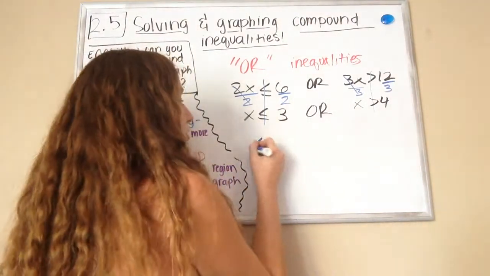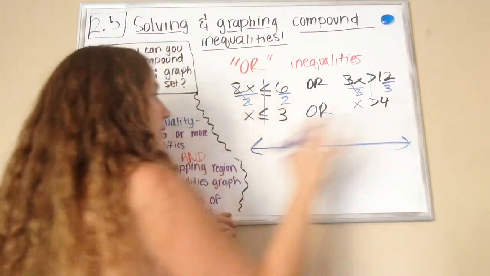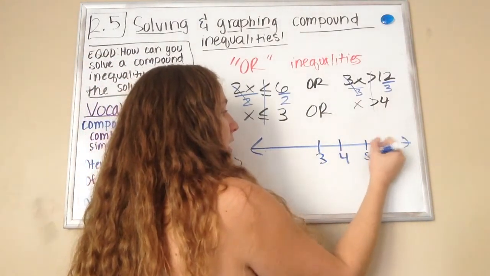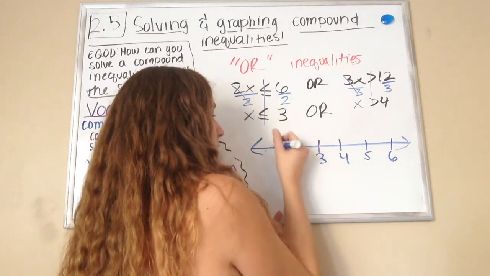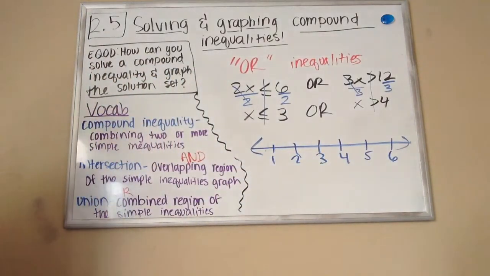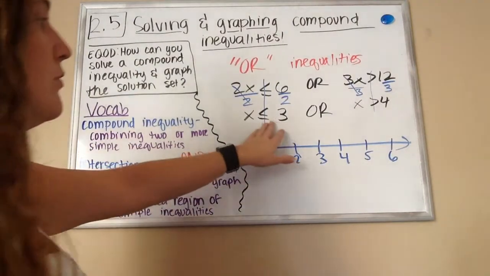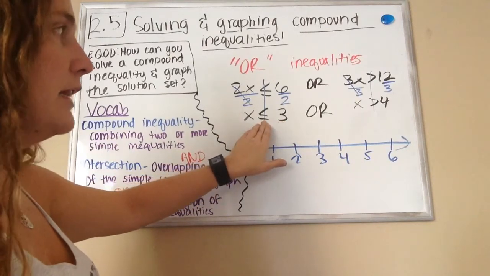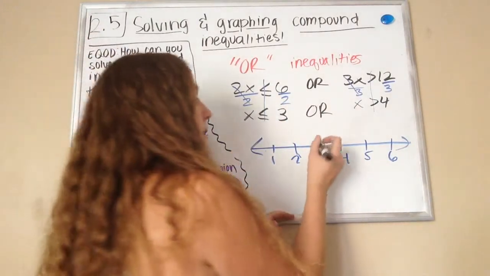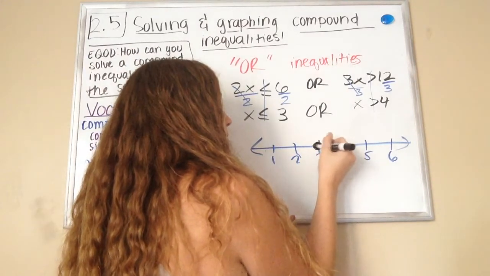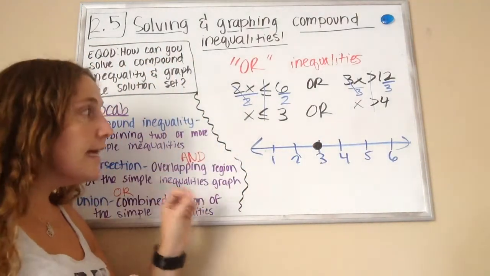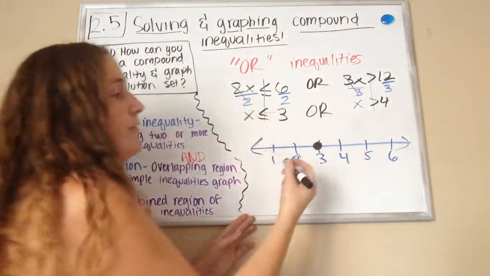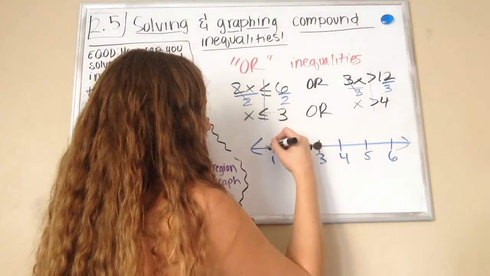We're going to make sure that these are still our endpoints, so we've still got a number line for that. So we'll have 1, 2, 3, 4, 5, 6. And we're going to do some shading. Let's do this one first. 3 is going to be our endpoint, and since it has a line underneath it, since it can be equal to 3, we're going to use a closed dot. And it's less than or equal to 3, so if we drew this as an arrow, it points to the left. So that means our shading is going to go to the left.